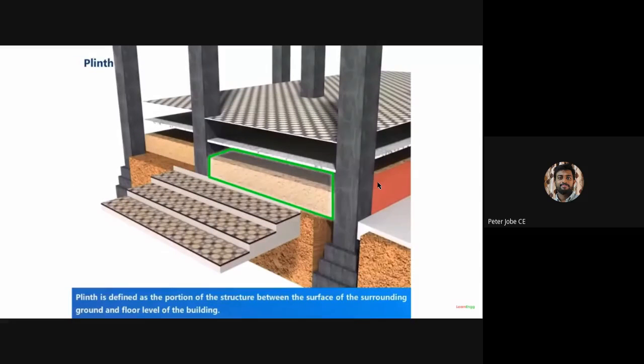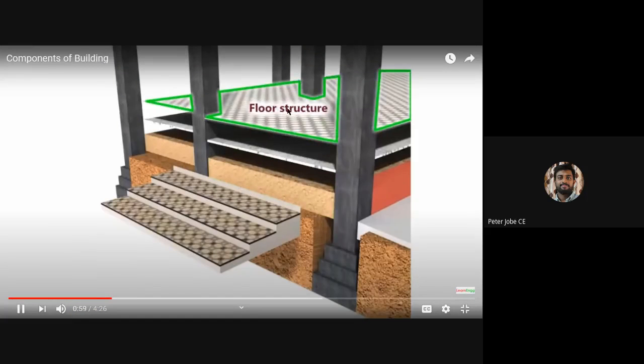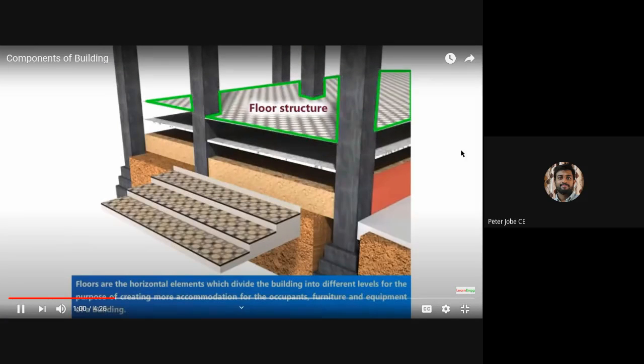This is the plinth. Plinth is defined as the portion of the structure between the surface of the surrounding ground and the floor level of the building. So this is the plinth, and they've highlighted that part. This is the floor structure, which is also marked and highlighted.